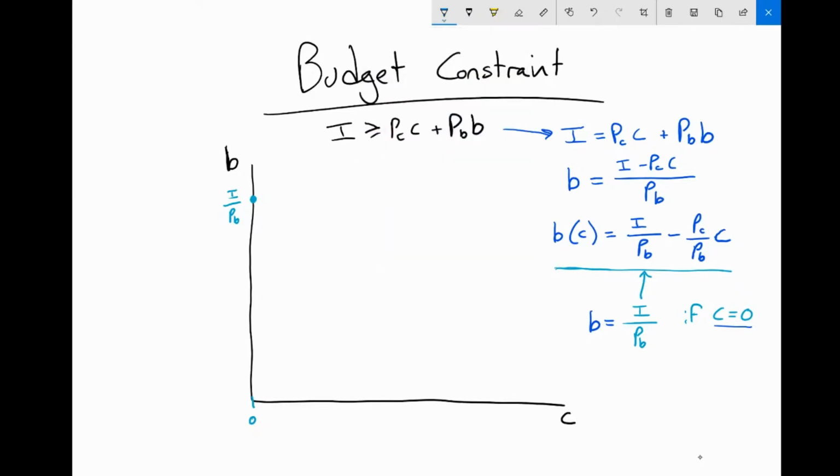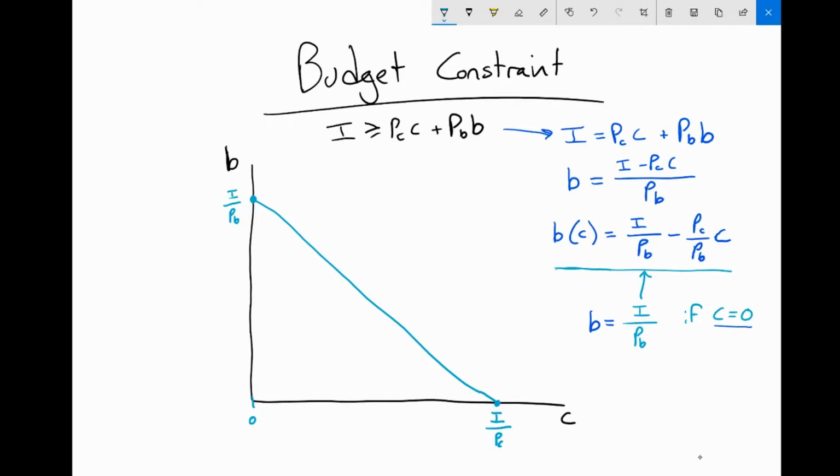If I wanted to plot this, it's going to look something like this. What we find down here is income divided by PC. That is, if I bought no bagels and all coffee, I would spend all of my income on coffee, and I would be able to buy a number of cups of coffee equal to my income divided by the price of coffee.